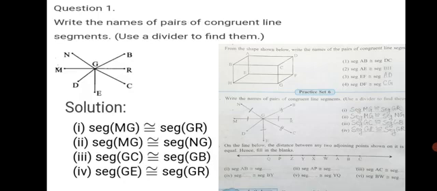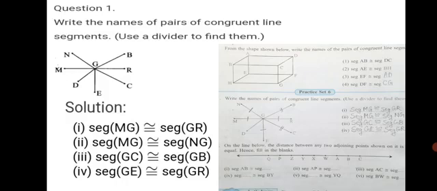So you will see that seg NG here is also equal to seg MG, which is also equal to seg GE, and it is also equal to seg GR. That means 4 are equal in length. So you can form any pairs. So this question has got multiple answers. You are supposed to write any 4 congruent pairs of sides.